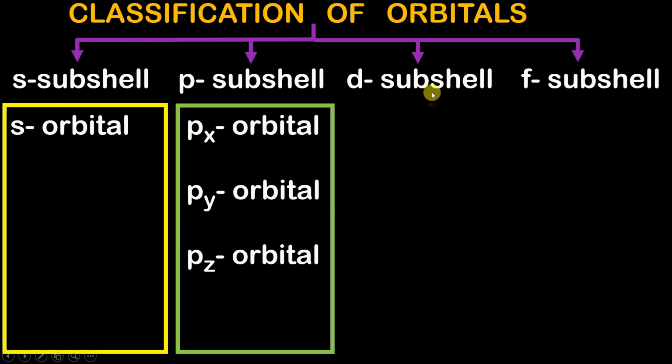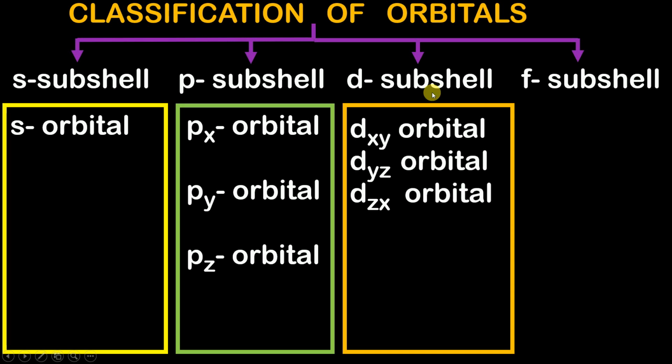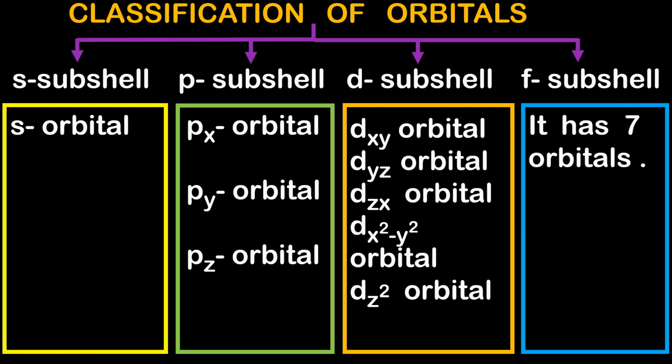The D subshell contains 5 orbitals: dxy orbital, dyz orbital, dzx orbital, dx square minus y square orbital and dz square orbital. And the F subshell contains 7 different types of orbitals, which you do not need to study as the shape is complicated and it is excluded from your portion as well. Throughout this video, keep in mind that inside the S subshell there is only one type of orbital, inside the P subshell there are 3 types of orbital and inside the D subshell there are 5 types of orbital.